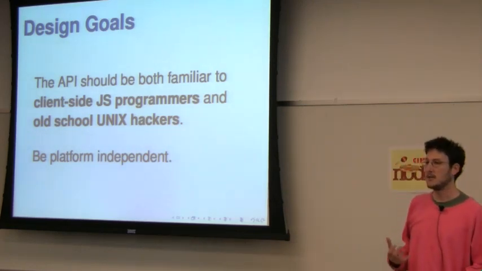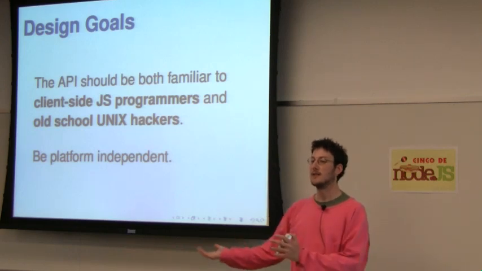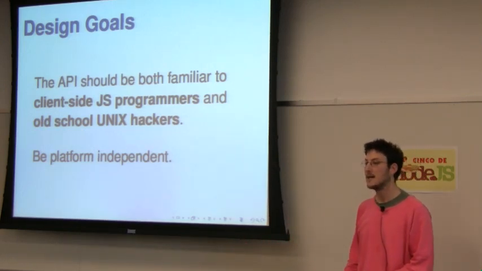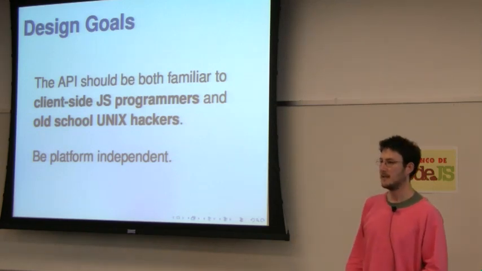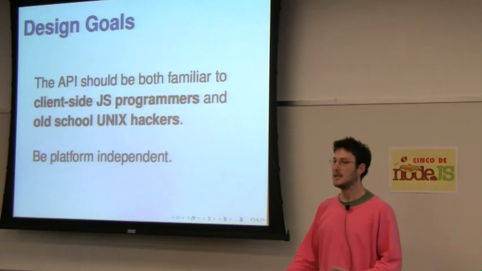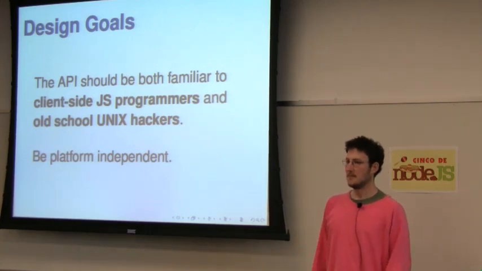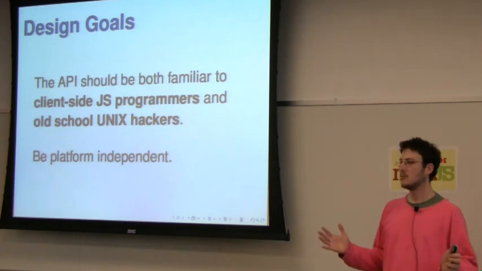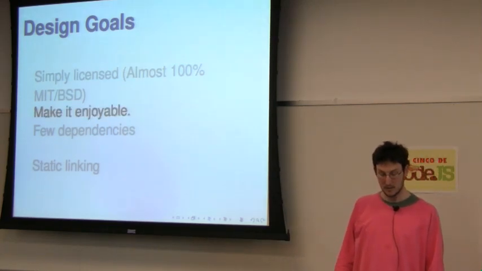And the API should just be familiar. If we're going to have a timeout function for calling this callback in the future, let's call it setTimeout. Let's not make up some new API. But if we're talking about something server side, like TCP connections, let's just use the Unix names for them. I don't want to make up names. And be platform independent, because it's useful.